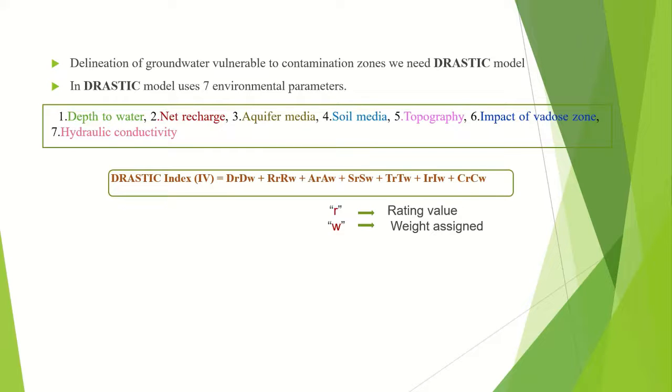First one is depth to water level. Here I selected post-monsoon data as depth to water table. Net recharge, aquifer media, soil media, topography, impact of vadose zone and hydraulic conductivity are the other parameters. The DRASTIC index is generated by using this equation, that is the sum of the product of rating and weight of each parameter, where R is the rating value and W is the weight assigned for each parameter.